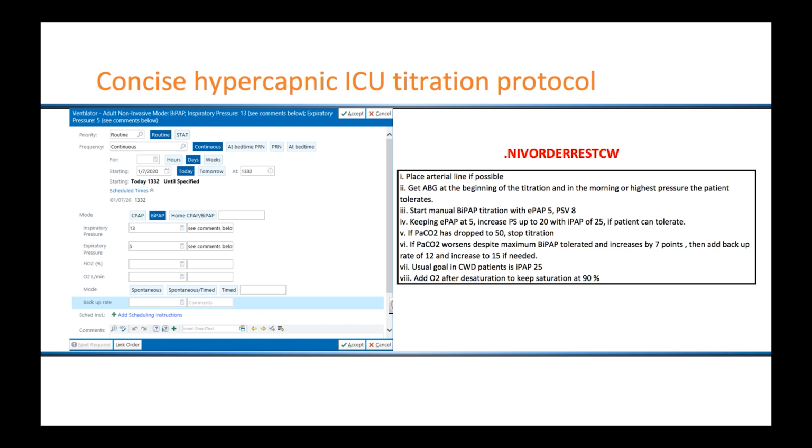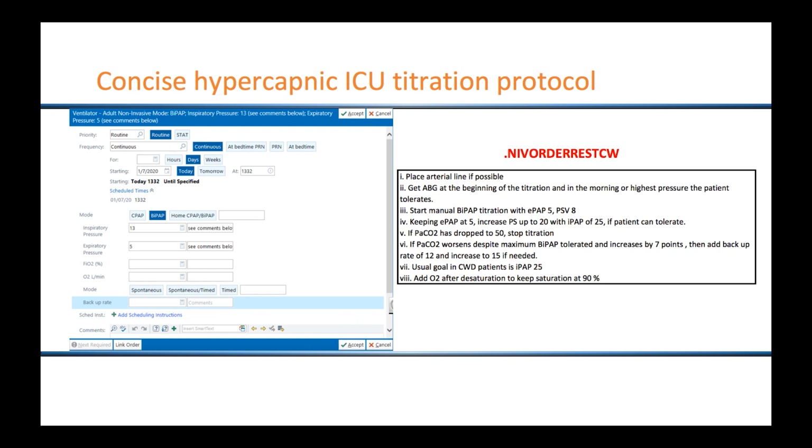Residents should place an arterial line if possible, if okayed by either the fellow or senior staff. Get an ABG at the beginning of the titration and in the morning, or the highest pressure tolerated. We start the manual titration with an EPAP of 5 and a pressure support of 8. You add the 2 and you get 13, and that's how on the left hand side here you get an inspiratory pressure of 13 and an expiratory pressure of 5. We keep the EPAP at 5 and we increase the pressure support up to 20 with an IPAP of 25 if the patient can tolerate it.